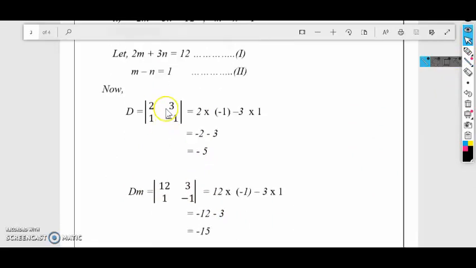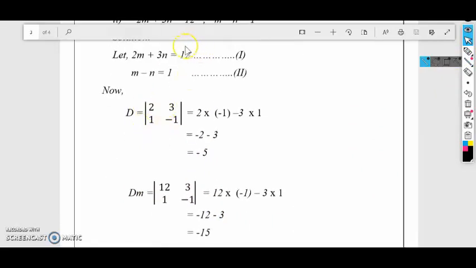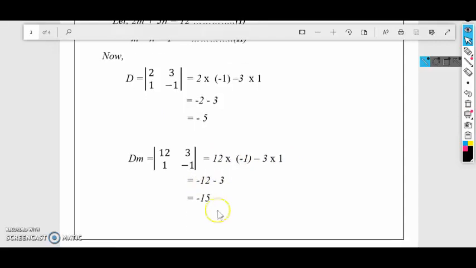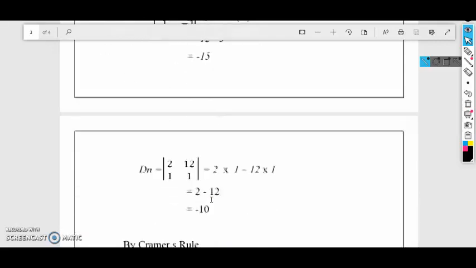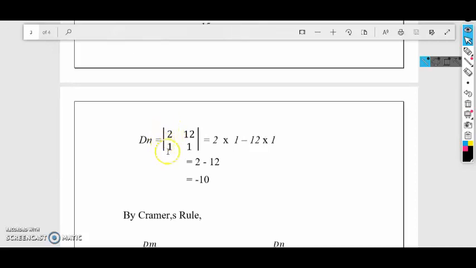Then Dm. The coefficients of m are replaced by the constant terms, so 12 and 1 in the first column. The coefficients of n, 3 and minus 1, stay as they are. Then cross multiplication: 12 into minus 1 minus 3 into 1. So minus 12 minus 3, it is minus 15. Then Dn. The coefficients of m, 2 and 1, stay as they are, and the coefficients of n are replaced by the constant terms 12 and 1. Then again cross multiplication: 2 into 1 minus 12 into 1. So 2 into 1 is 2, minus 12 into 1, 12. So 2 minus 12, it is minus 10.